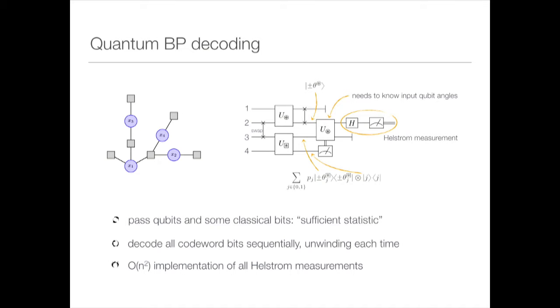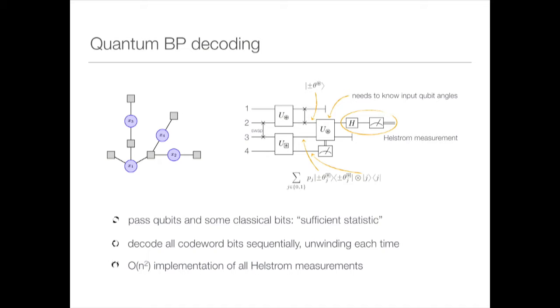So you can do that. What's going on is basically you can think of it as sort of message passing, where the qubits are being passed around, also some classical bits. These behave like a sufficient statistic for this class of channels. So you can always describe the convolutions and everything for pure state channels with some angles and some classical bits, kind of like the likelihood ratio.